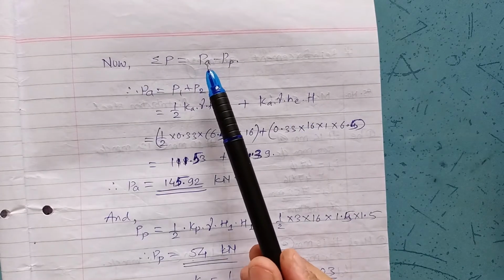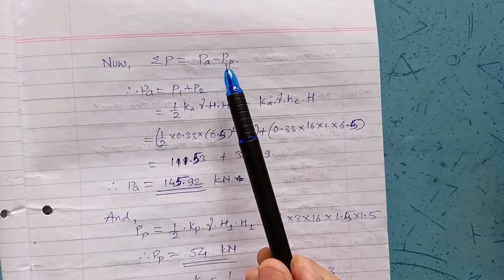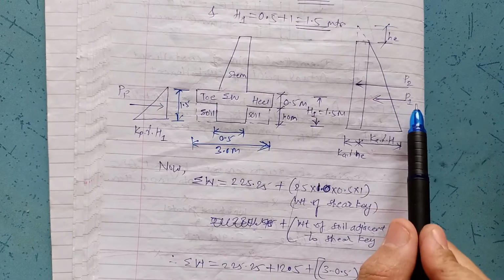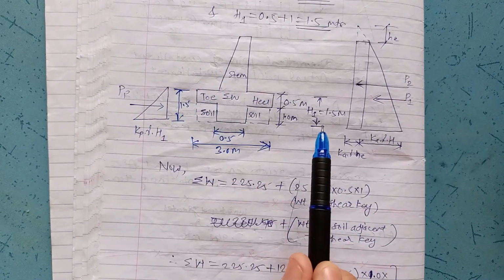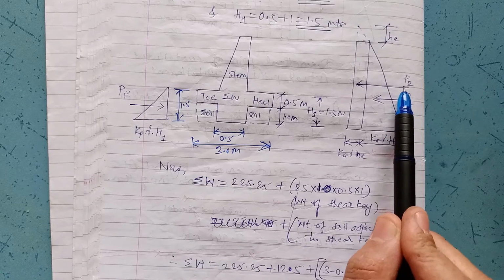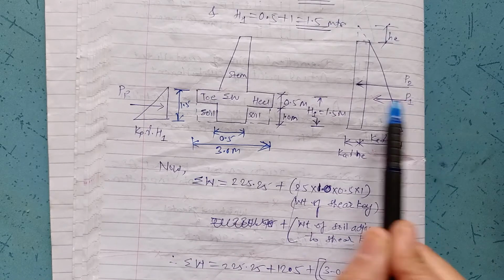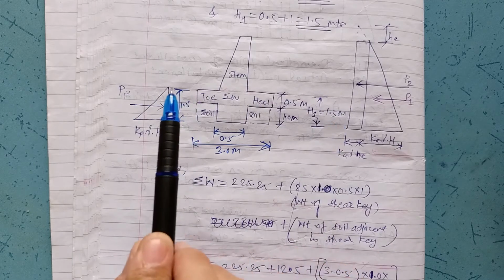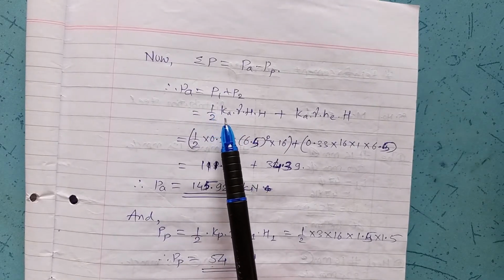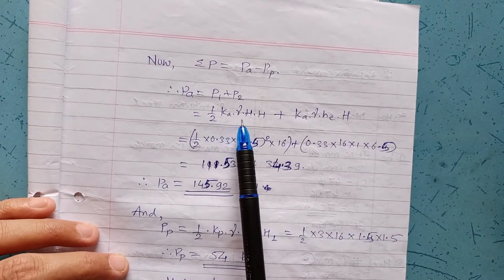Now the resultant lateral pressure will be PA minus PP. Here you can go through this. P1 and P2 are acting in the left direction, PP is acting in the right direction. Hence PA will be P1 plus P2, and PA minus PP will be the resultant force acting. Now we will calculate P1, half base into height, half Ka into gamma into H into H.